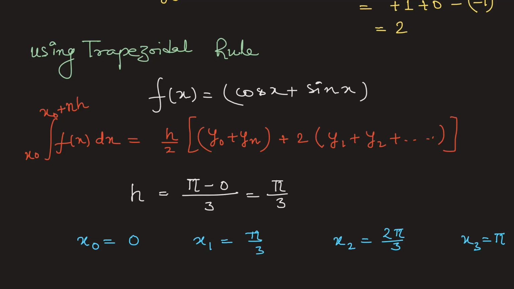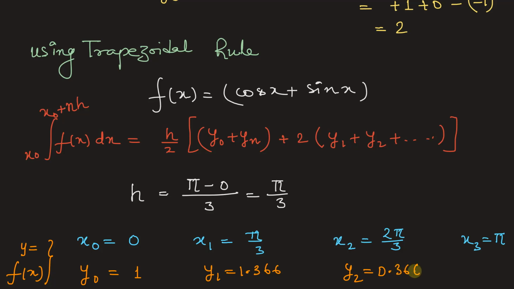Now the corresponding values of y: y is equal to f of x. We just need to substitute the value of x in the function. If we substitute 0, cos 0 plus sin 0 will be 1. Now cos pi by 3 plus sin pi by 3 will be approximately equal to, so y1 will be 1.366. Similarly, y2 will be equal to 0.366 and y3 will be equal to negative 1.